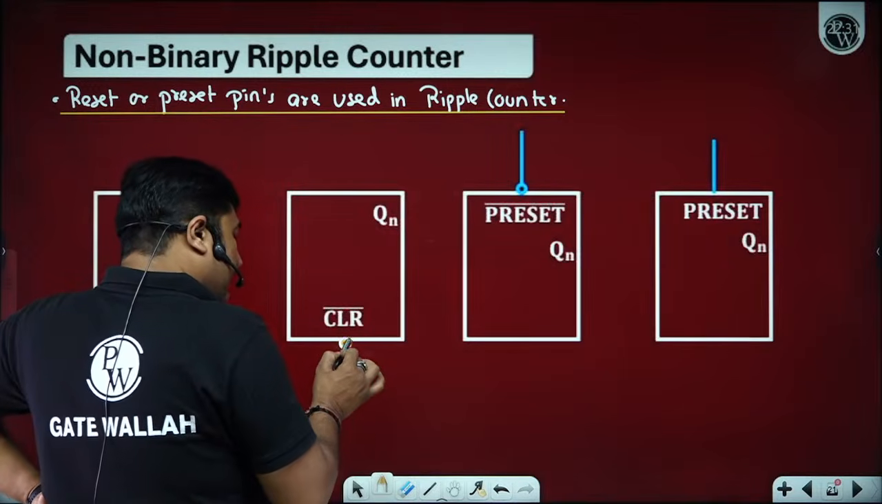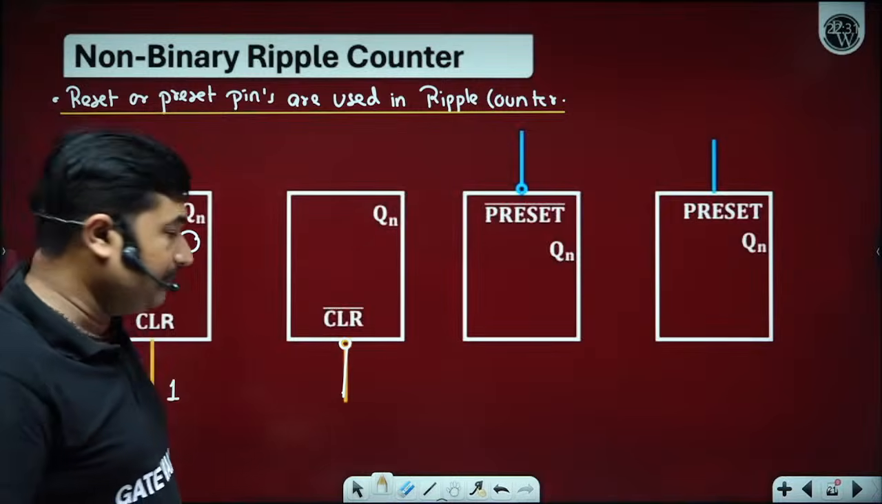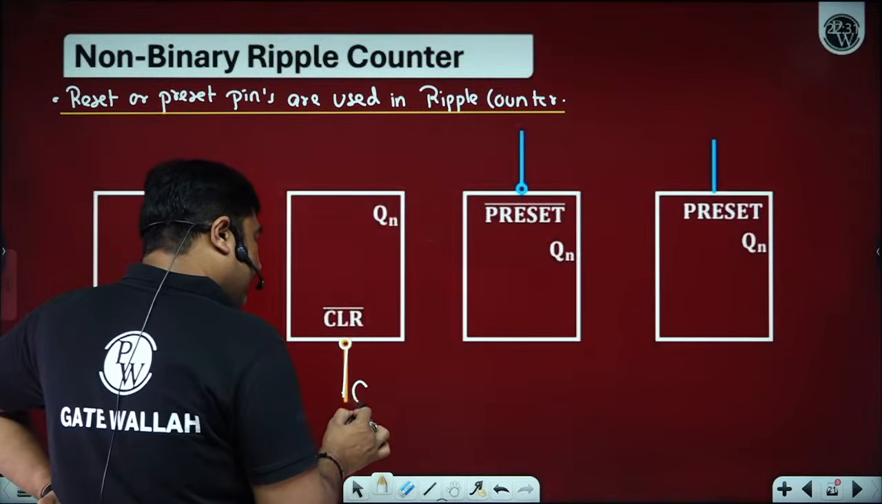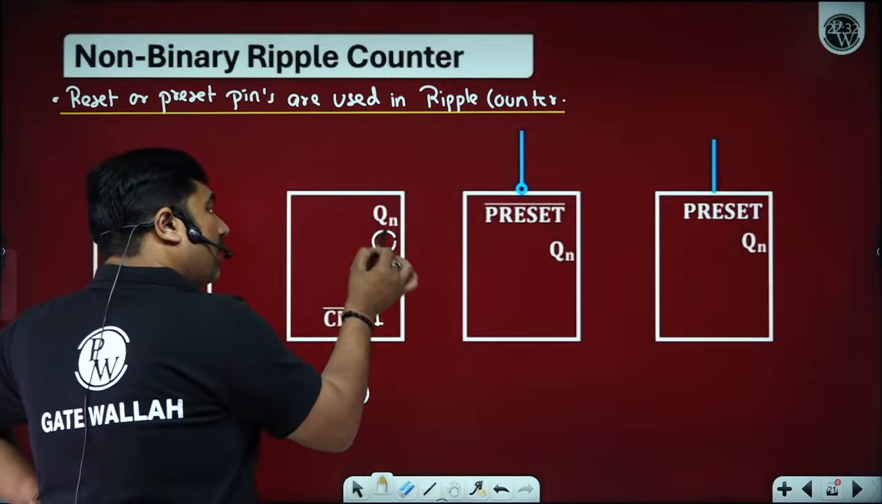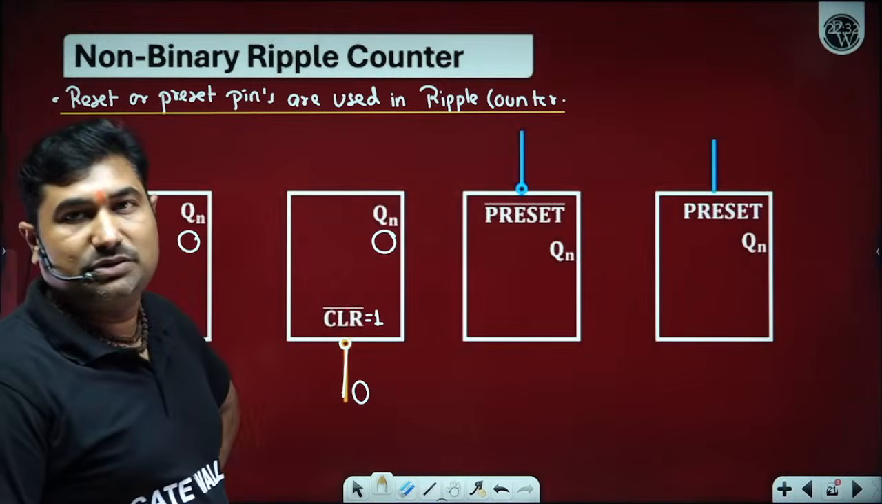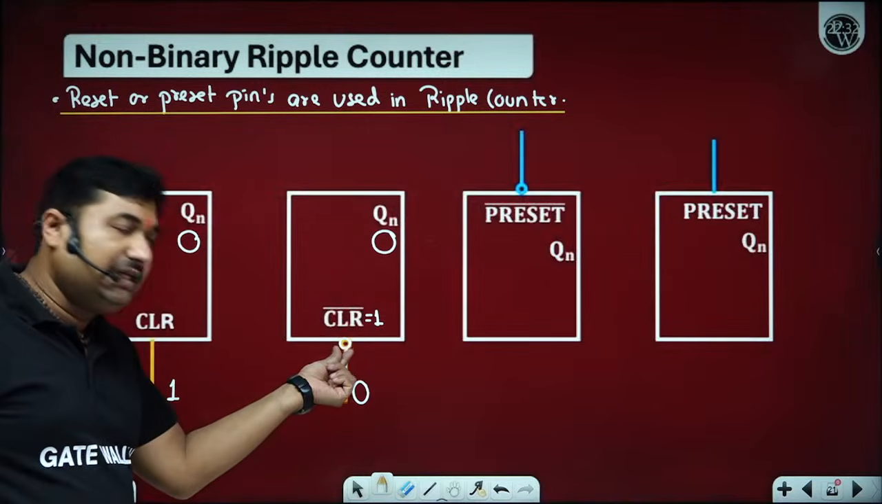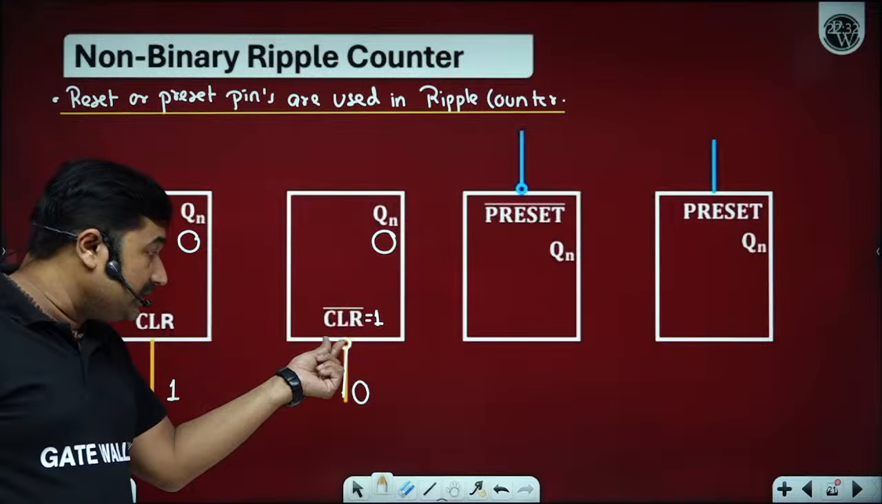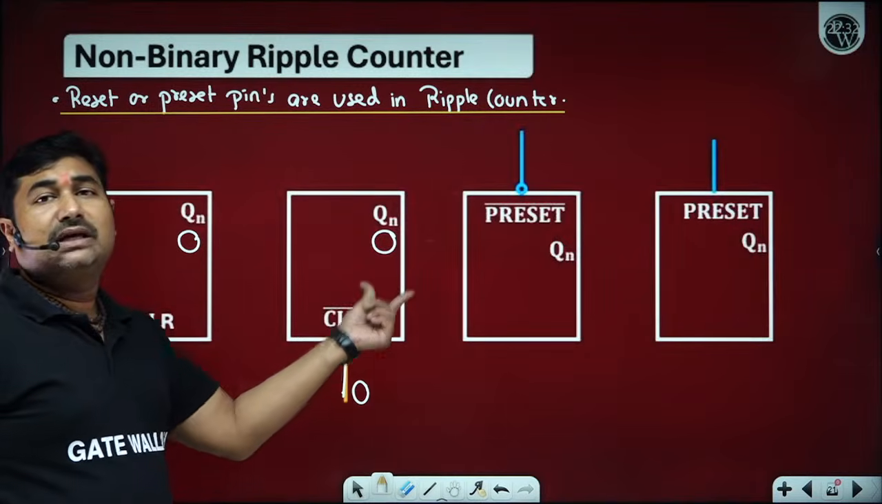If a bubble is present on the clear, then it is called a clear bar pin. In a clear bar pin, if we are getting 0, then clear bar will become logic 1. Whatever data is on QN is reset to 0. Same circuit, everything remains the same. If you are using NAND here, or if you are using a NOT gate here, then on 0 it will become cleared.